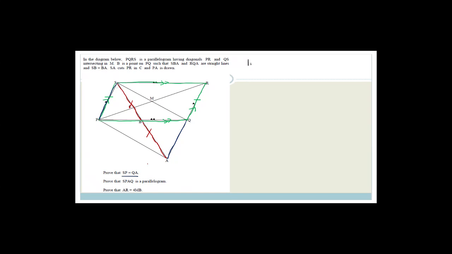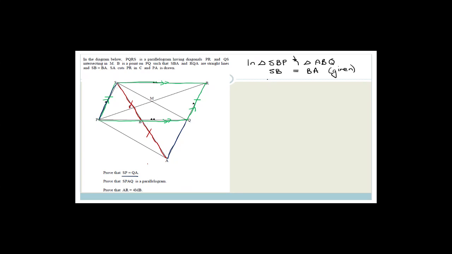So I'm going to say in triangle SBP, and triangle. So we go always in the same order. So it's going to be ABQ. So think about it this way. We went red, green, blue. This time we have to go red, green, blue. So it's going to be ABQ. Okay. Do you agree that SB is equal to BA, given?